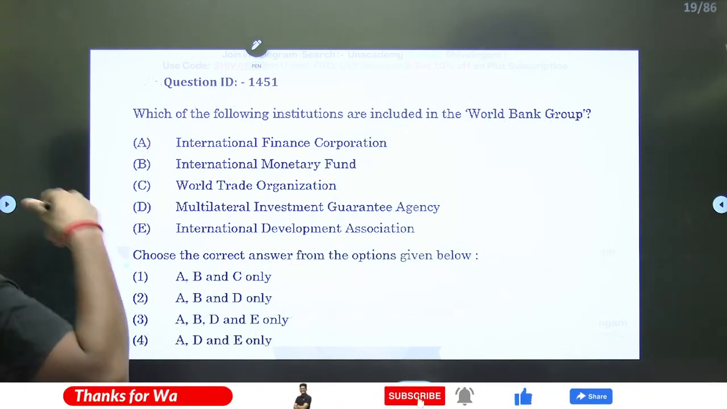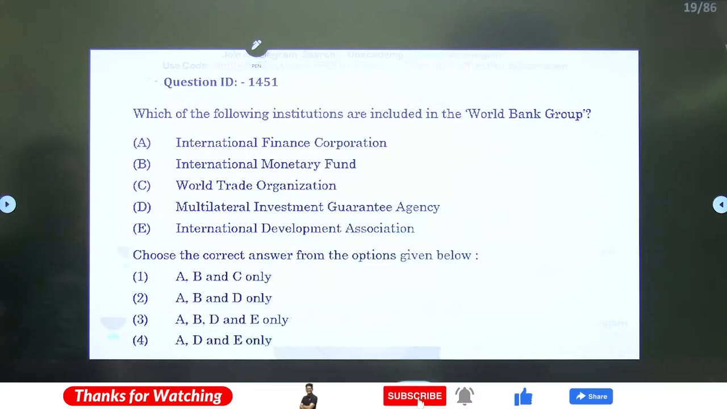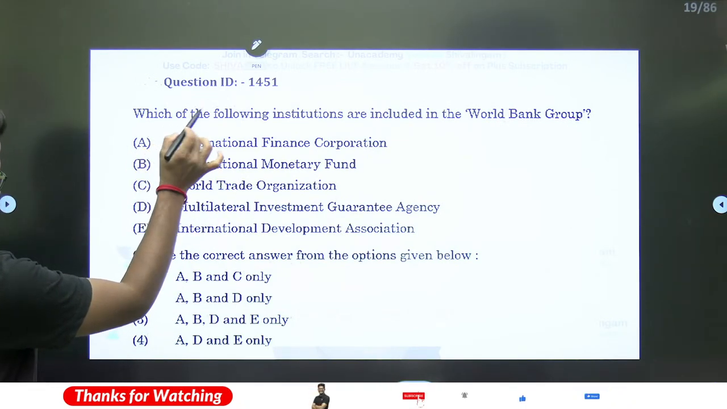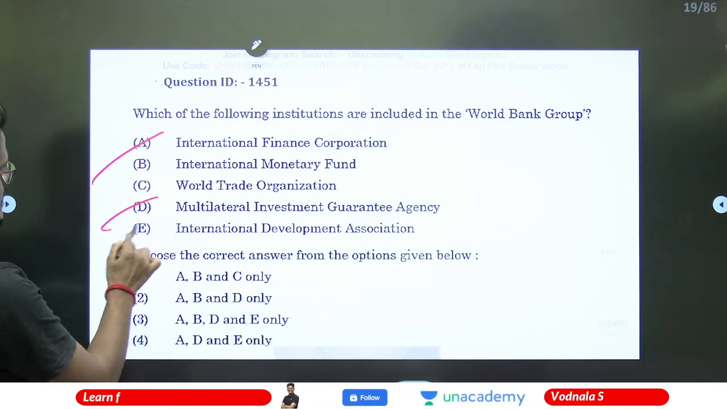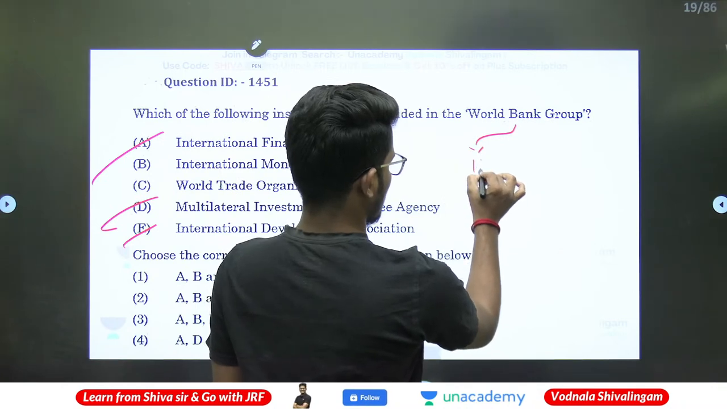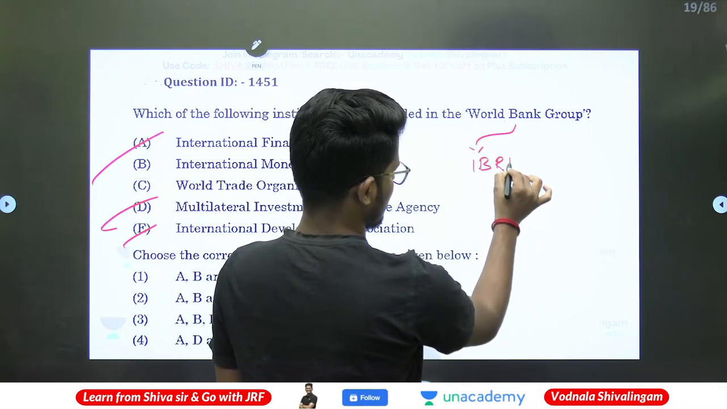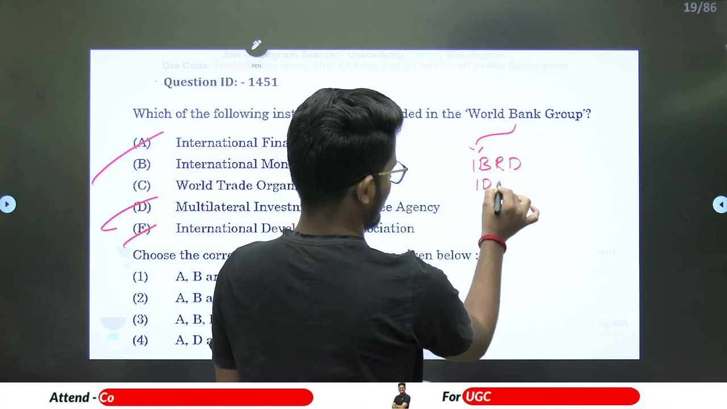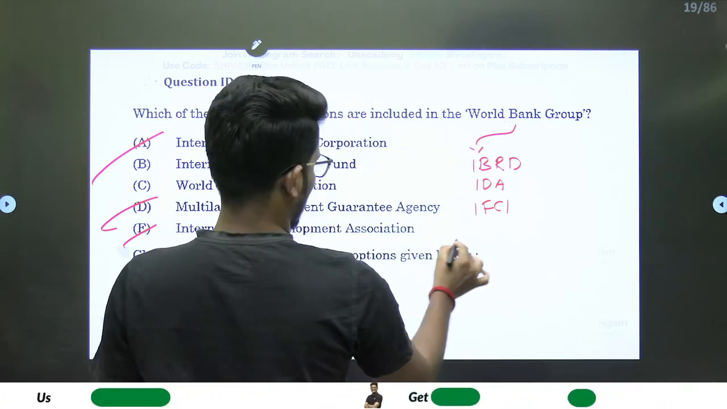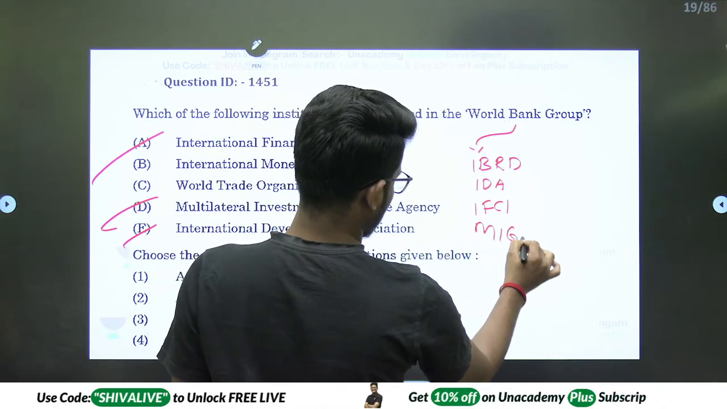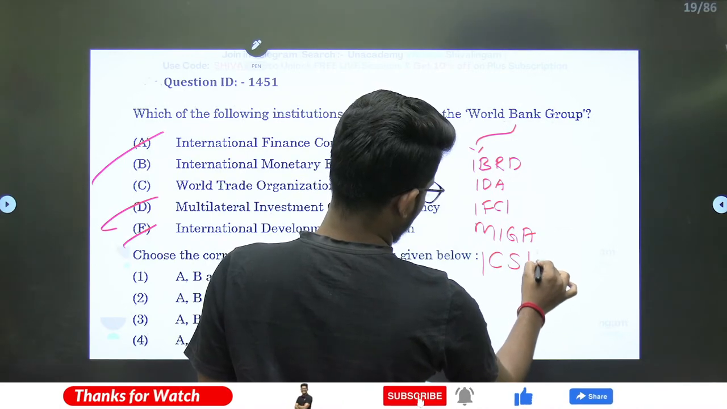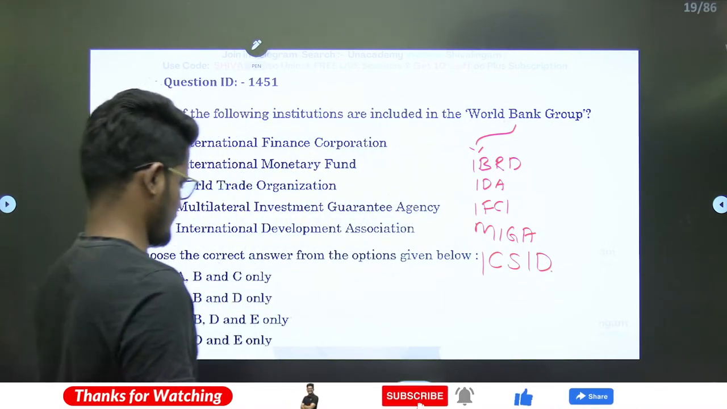So your answer will be option number D, yes. Because the World Bank Group consists of the International Bank for Reconstruction and Development, International Development Association, International Finance Corporation, Multilateral Investment Guarantee Agency, and the International Centre for Settlement of Investment Disputes, ICSID.